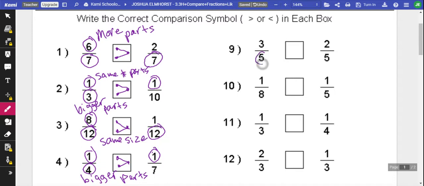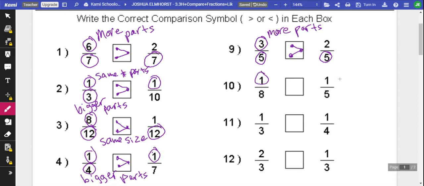So just up above, same size parts on the bottom. So same size, cut up into 5 and 5. And this one actually has more parts. So it's going to be greater than, here we go.